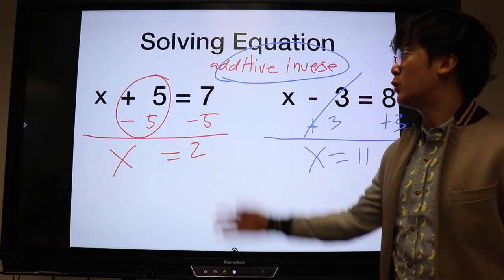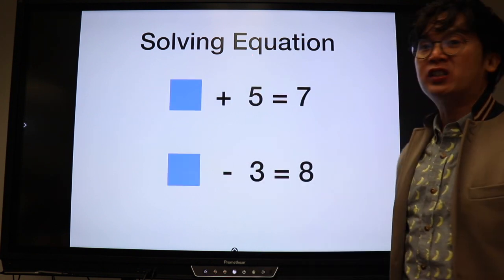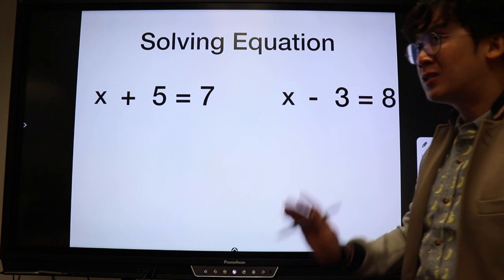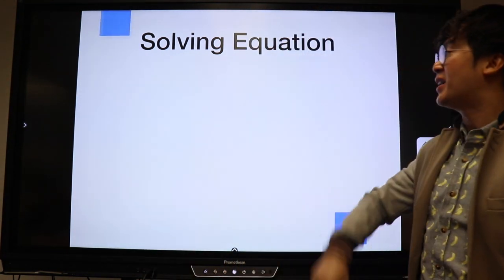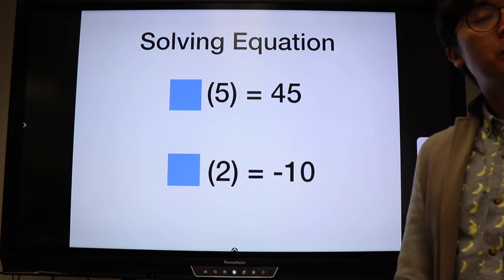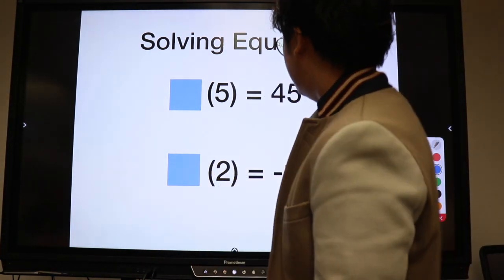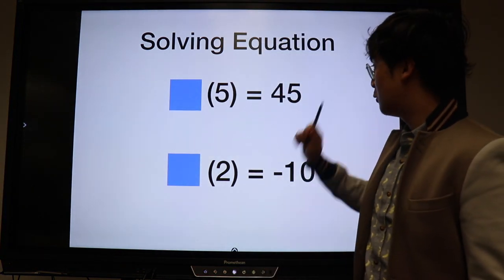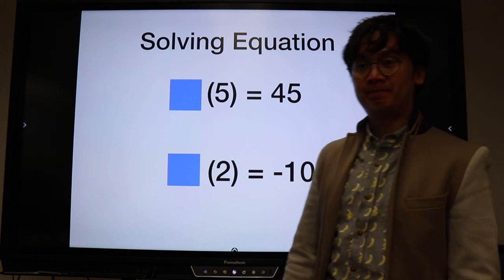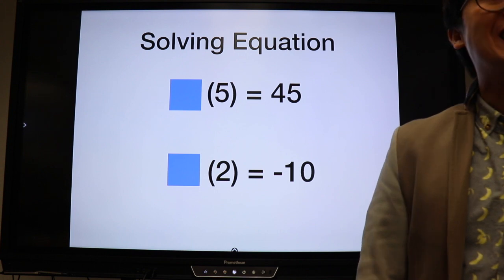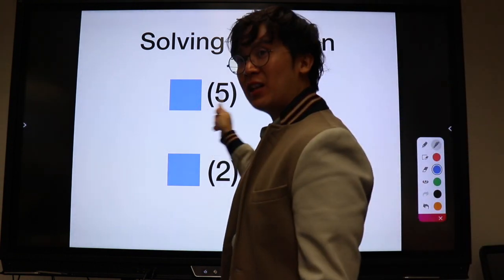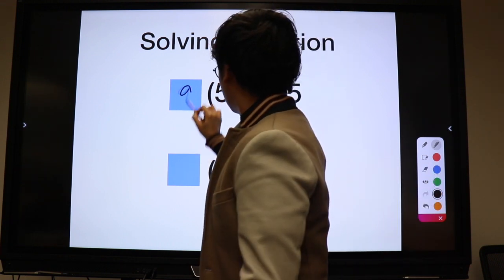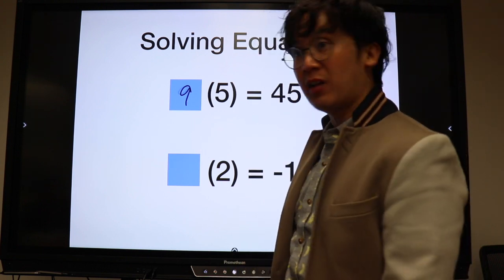Now, not all equations will be just this, that we can translate into x plus 5 equal to 7 or x minus 3 is equal to 8. Sometimes we are given an equation like this. Now we're doing multiplication. Can you think of a number that when you multiply to 5 will equal 45? That is basically what it's asking you. What is that number? 9. And that's correct, because 9 times 5 is equal to 45, right?